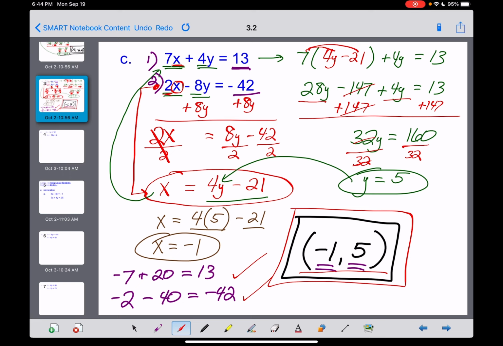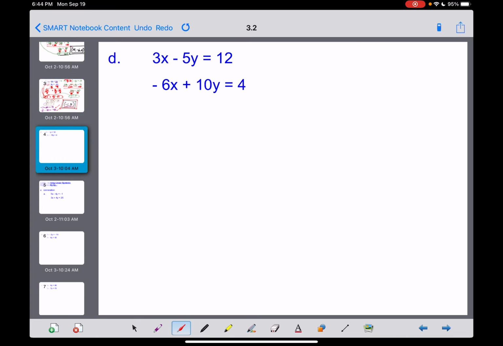Okay, so C was harder than A or B because we had to isolate a variable here before we went any further, but that's what you have to do on those problems. Isolate a variable, then do your substitution. Last example with you guys for this video right here. Looks pretty similar to the one we just did.